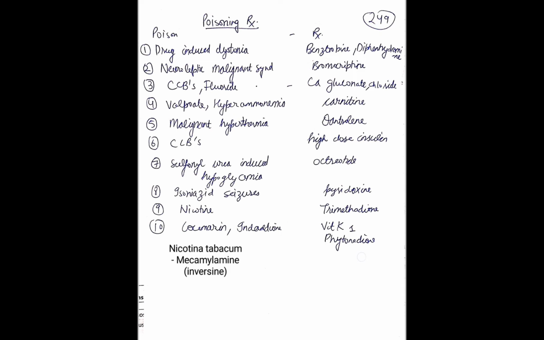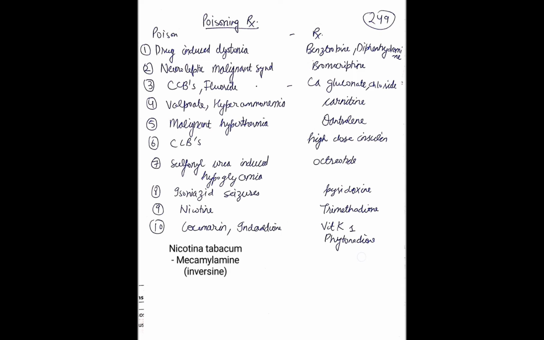Trimethadione and mecamylamine. Difficult names, that is for nicotine. Then coumarin or indione: vitamin K1, phytonadione. So let's remember again: drug induced dystonia, benztropine, diphenhydramine, that is related with the antihistaminergic drugs, and trihexyphenidyl.